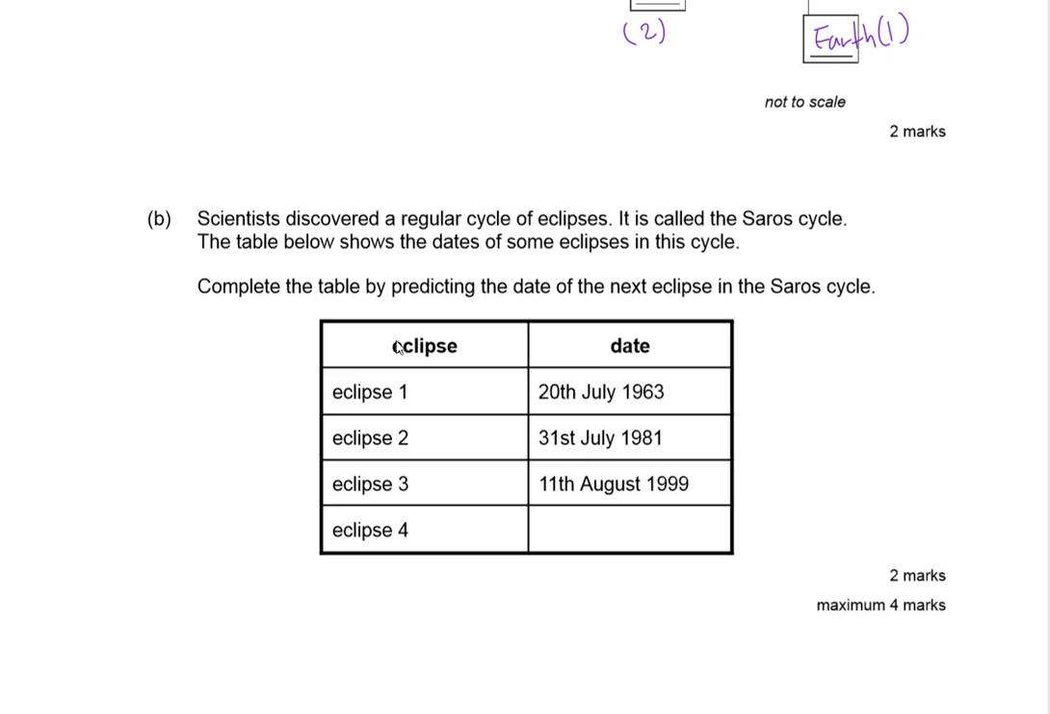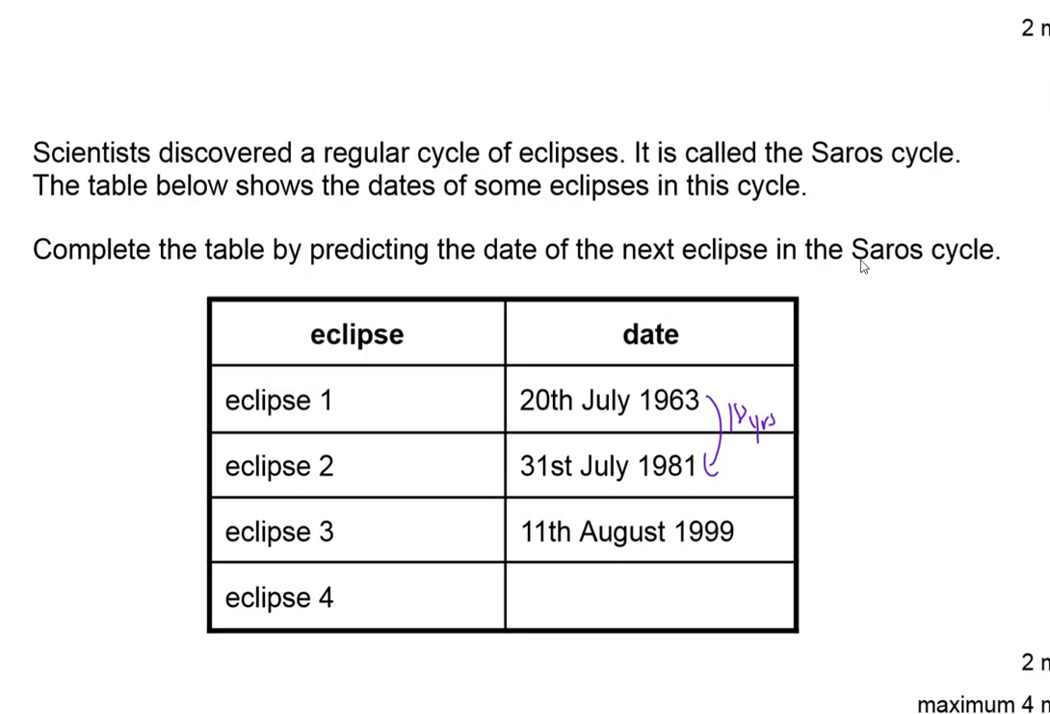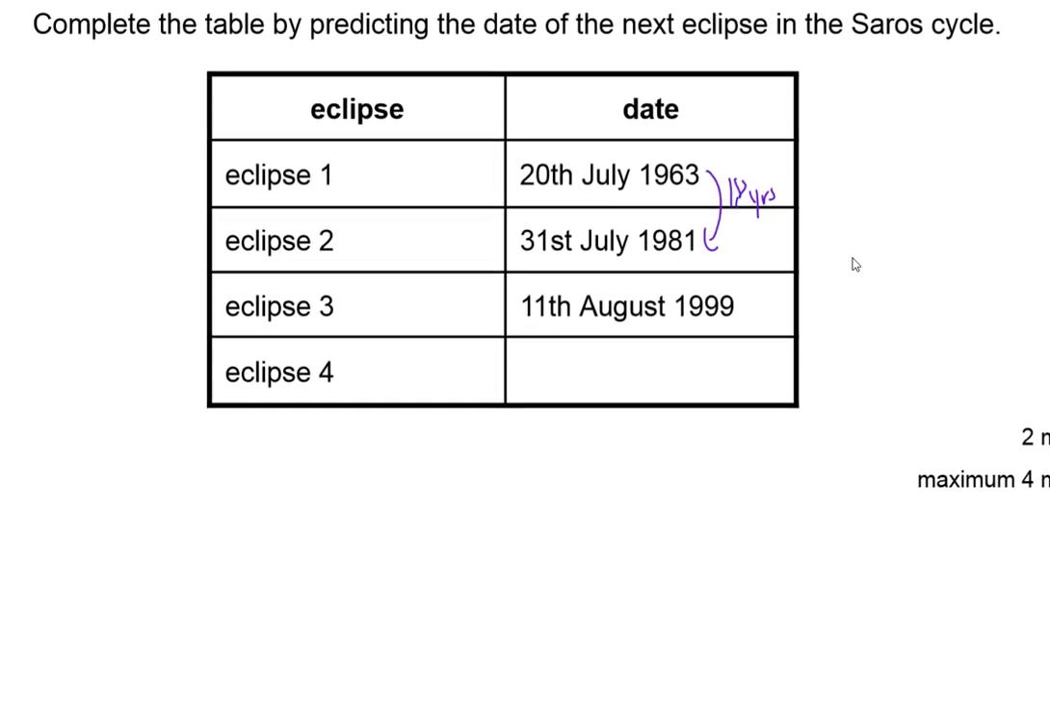Now, so we discovered a Saros cycle. And here are the dates. Now, if you go from this year to this year, there's 18 years. Let me zoom in. Okay, so 18 years. So from this year to this year, there's also 18 years. So therefore, from this year to this year, we should also have 18 years. So therefore, this will be 2017.